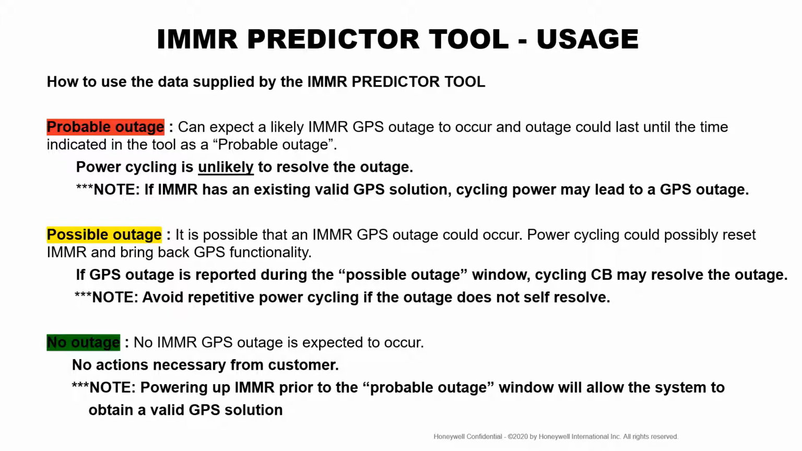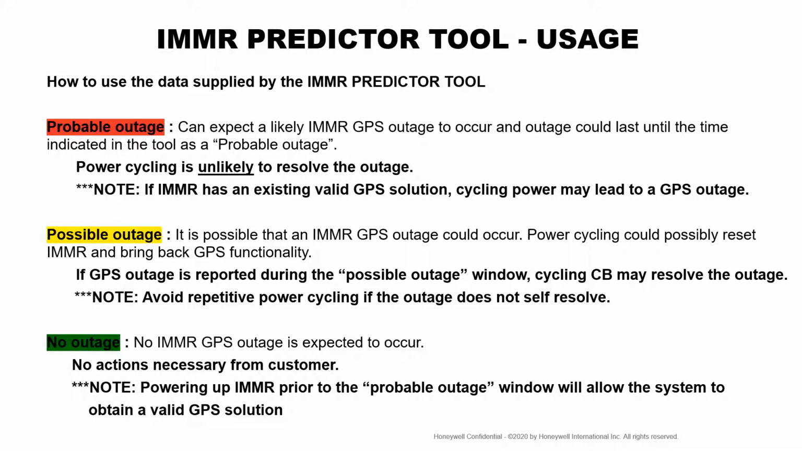A yellow indicated possible outage would mean that it is likely that an IMMR GPS outage could occur shortly. Power cycling could possibly reset IMMR and bring back GPS functionality. If the GPS outage is reported during the possible outage window, cycling CB could likely resolve the outage. Please note to avoid repetitive power cycling if the outage does not self-resolve.